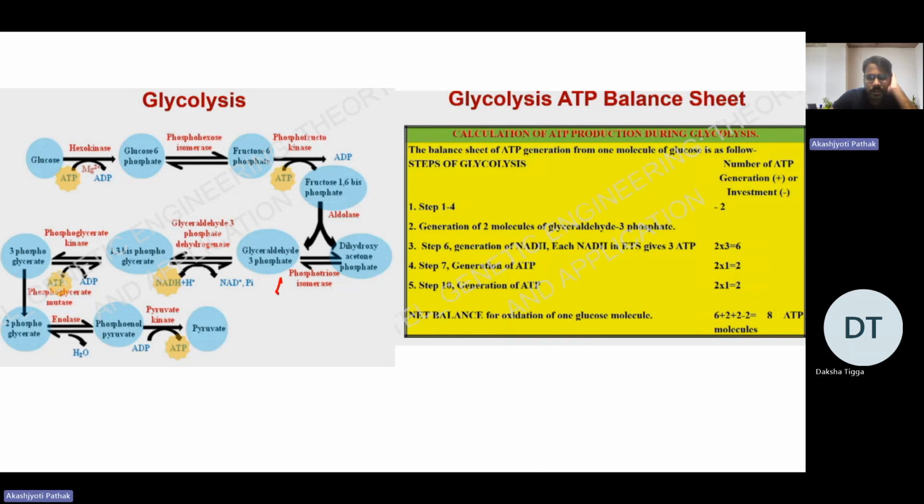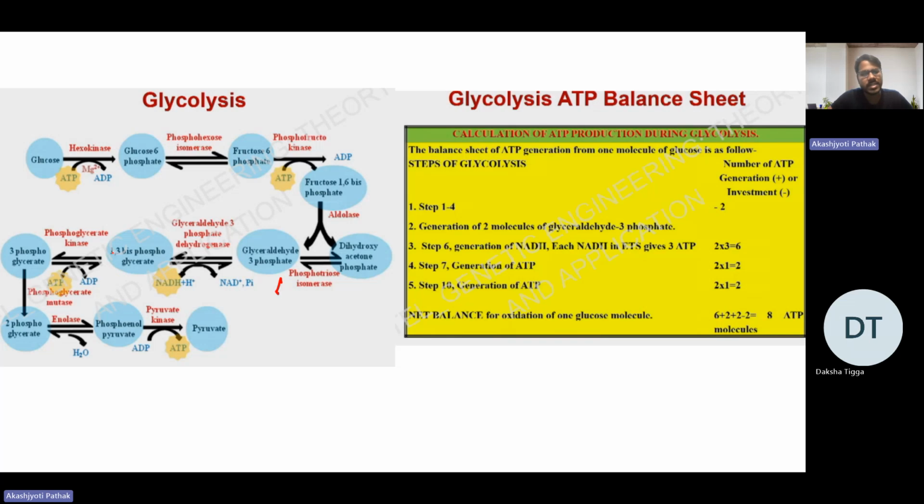So these steps you remember, right? So 1,3 bisphosphoglycerate. Here you get one molecule of NADH, and then this 1,3 bisphosphoglycerate is converted to 3-phosphoglycerate. This is the substrate level phosphorylation, right? And here also you get one molecule of ATP, and the last step is phosphoenol pyruvate being converted to pyruvate.